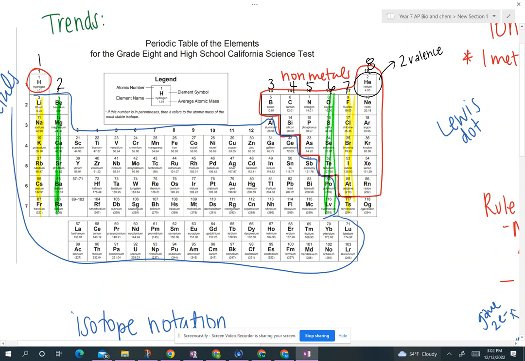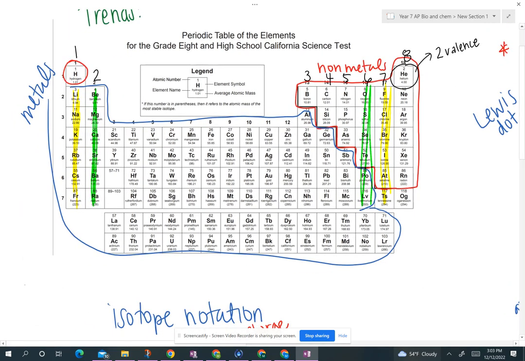So there are 3 trends that we're going to talk about. Our first one is atomic radius. And the correct definition is half of the space between the 2 nuclei of the atom. But if you just take radius at face value, it's basically half the diameter of an actual atom itself, which boils down to how big the atom is.